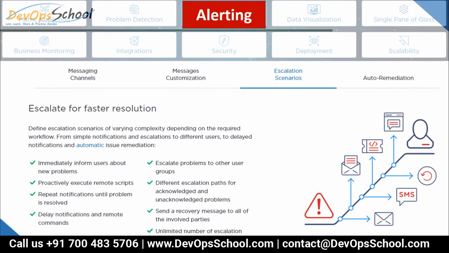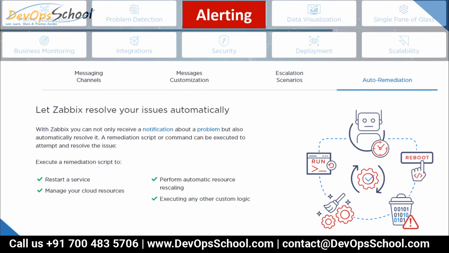So you can define escalation scenarios of varying complexity depending on the required workflows, from simple notification and escalation to different users, to delayed notification or automatic issue remediation. So this you can also do. In fact, in Zabbix, you can also set automatic remediations. That means if the issue is fixed, it will automatically resolve the issue. Nothing has to be done.